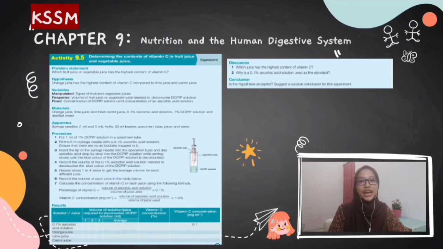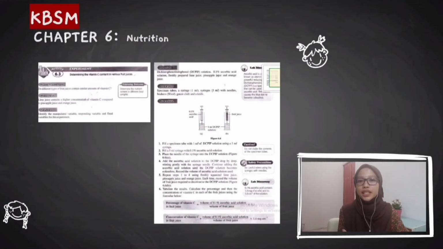Next, another compulsory experiment is Activity 9.5, in which students need to conduct an experiment to determine the content of vitamin C in fruit juice and vegetable juice. This is also an interesting yet knowledgeable experiment as students will be able to know which juice has the most vitamin C. Other than seeing the transformation of color of the indicator, students also will learn how to calculate the vitamin C concentration by using the formula given. It is very important for the students to be able to interpret and analyze their own data. And again, this experiment was also suggested in the KBSM practical book in Activity 6.3.